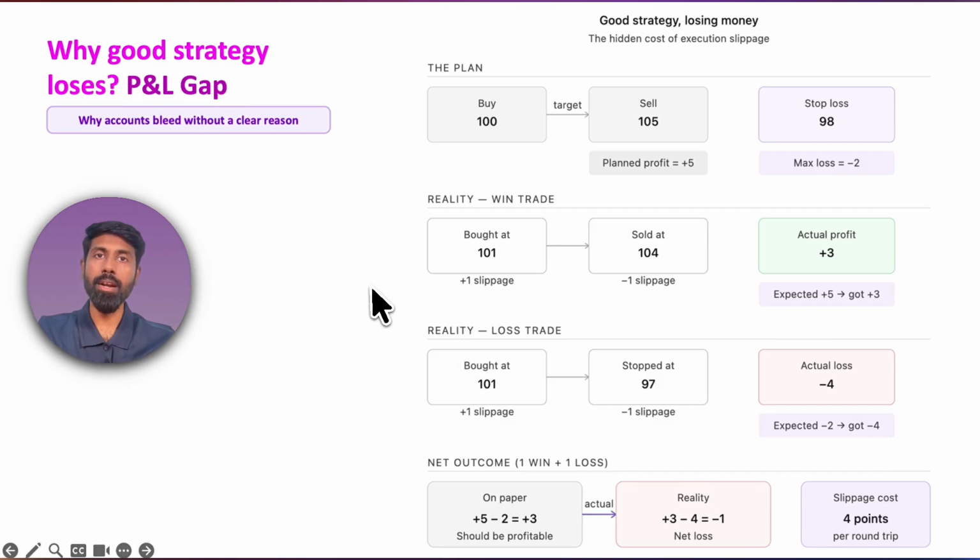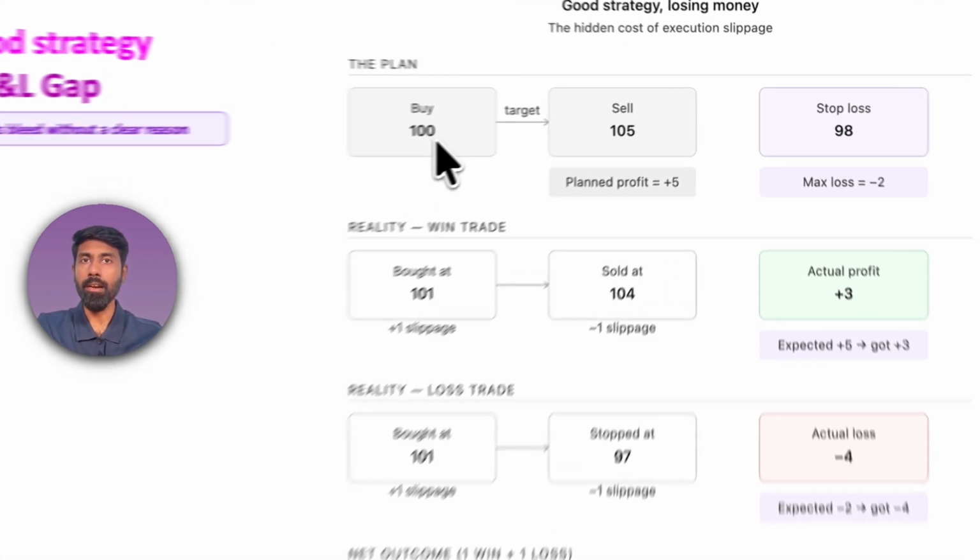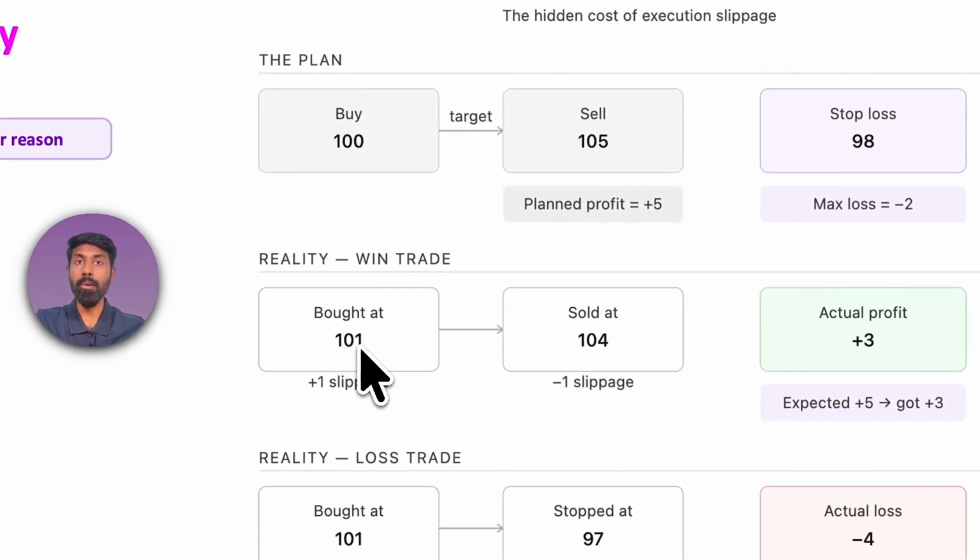But in reality, what happens is that when you plan to buy the option at 100, you won't get 100. You are likely to get something above 100. Typically, let's say there is a 1 rupee slippage, you get 101. This difference between the planned buying price and the actual executed price is called slippage.